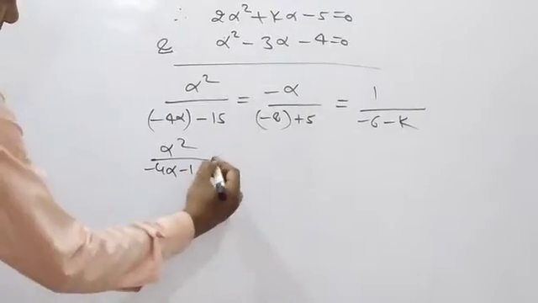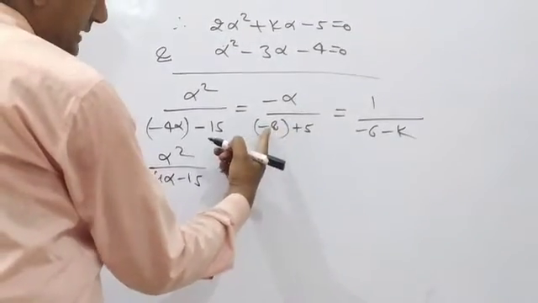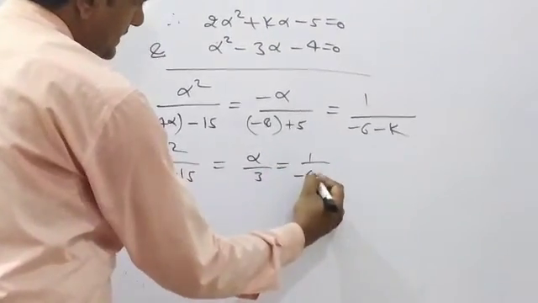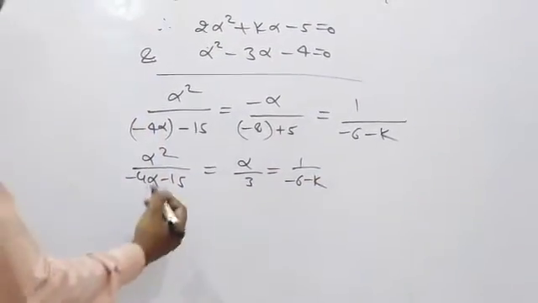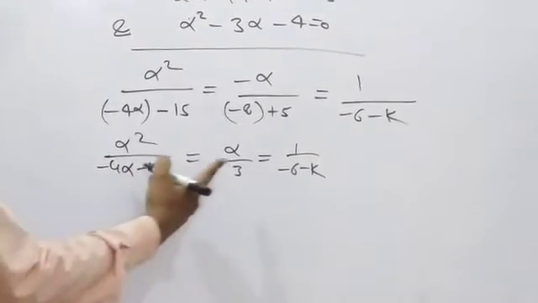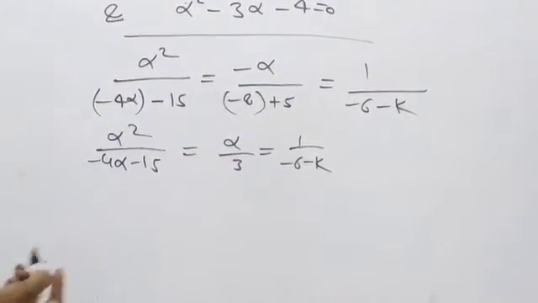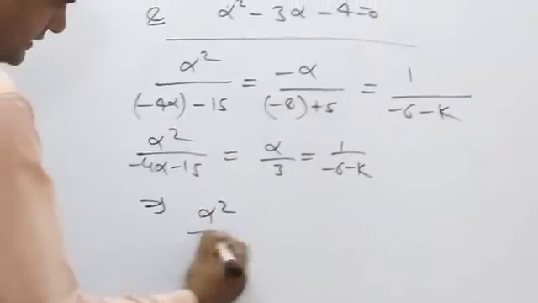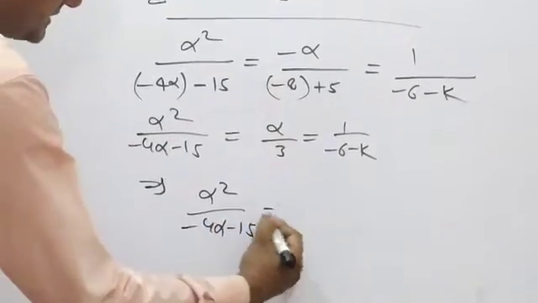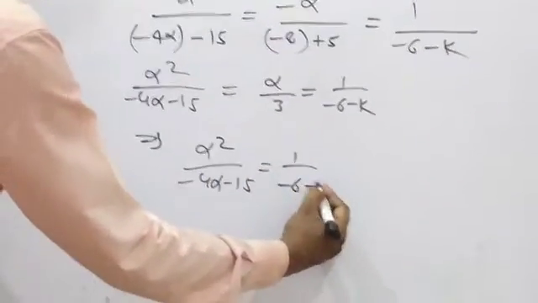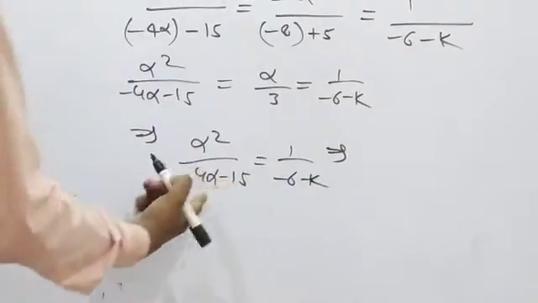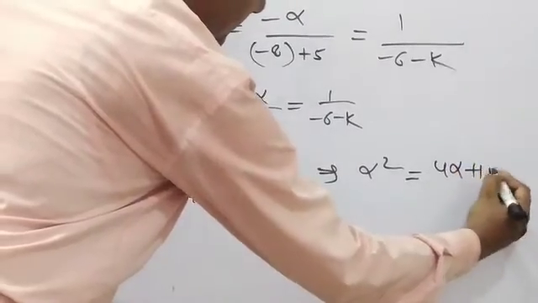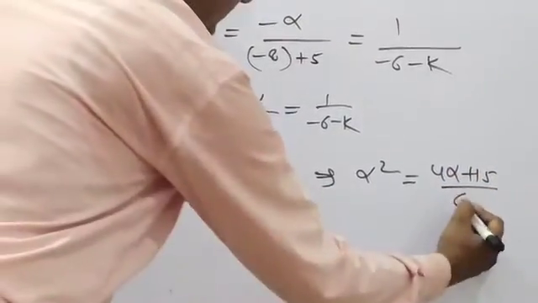Now alpha square upon minus 4 alpha minus 15 is equal to alpha by 3 is equal to minus 6 minus k. Then this is equal to this. Very simple here. And alpha square upon minus 4 alpha minus 15 is equal to 1 by minus 6 minus k. That is, minus common. Alpha square is equal to 4 alpha plus 15 upon 6 plus k.